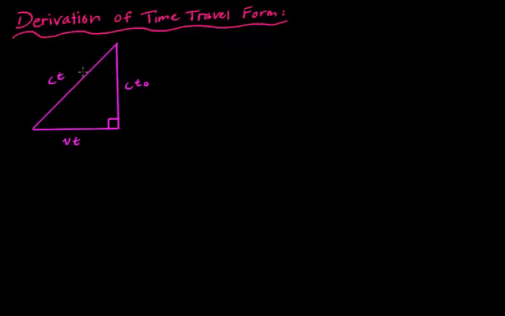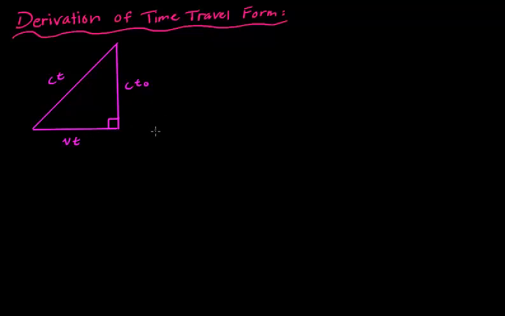So let's define first our variables here. Well, c is our speed of light constant. T is going to be the time on Earth. This T sub zero is the time on some object, so the time on something. And then v is going to be the speed of that something. So let's actually start deriving the formula.